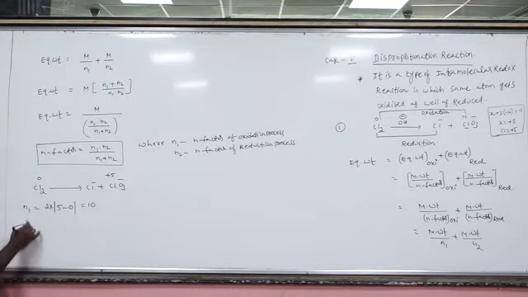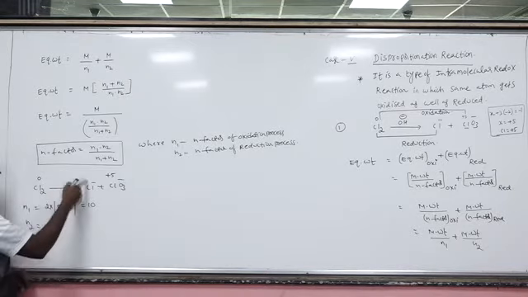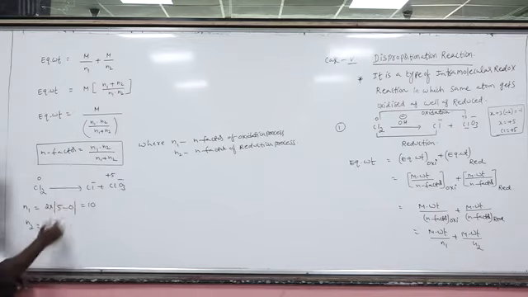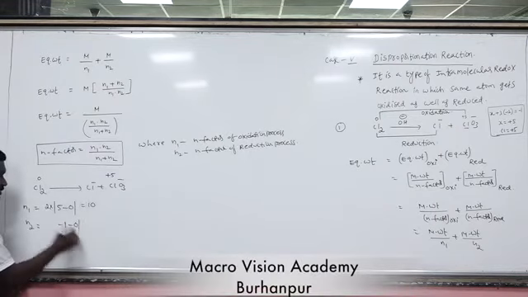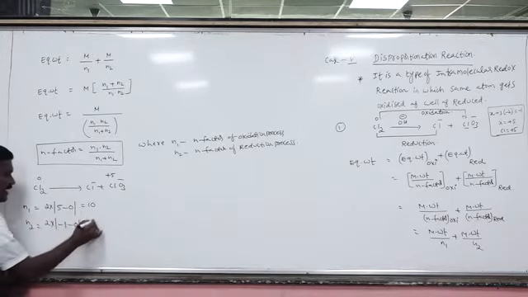Now what about the N2? N2 is the n factor in the reduction process. What is the reduction? 0 to minus 1. So change becomes minus 1 minus 0. Okay. Total how many atoms per mole? 2 atoms. So here N2 will be 2. Are you getting my point?